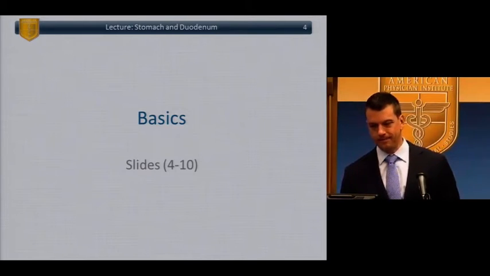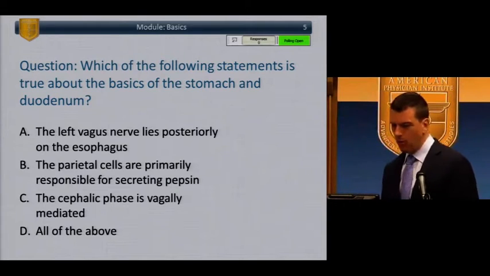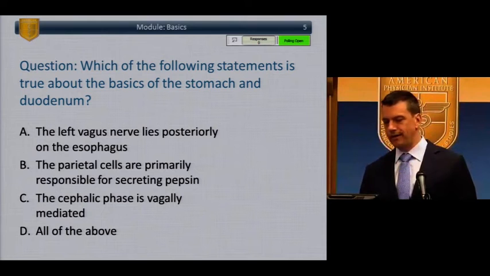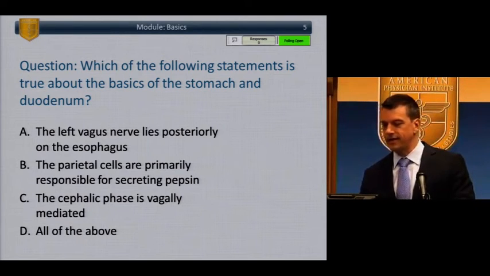So for the basics. First question, which of the following statements is true about the basics of the stomach and duodenum? A, the left vagus nerve lies posteriorly on the esophagus. B, the parietal cells are primarily responsible for secreting pepsin. C, the cephalic phase is vagally mediated. D, all of the above.